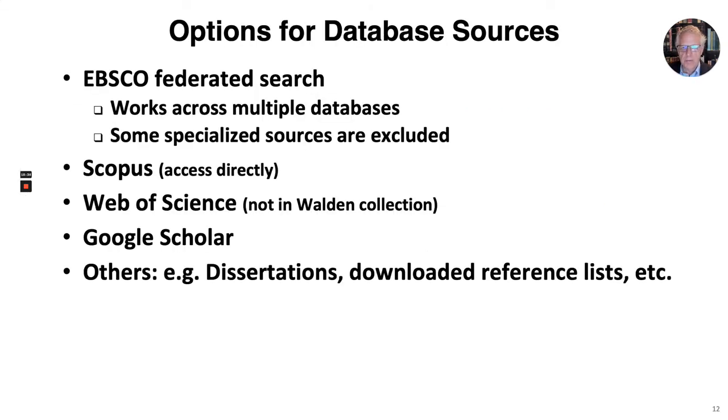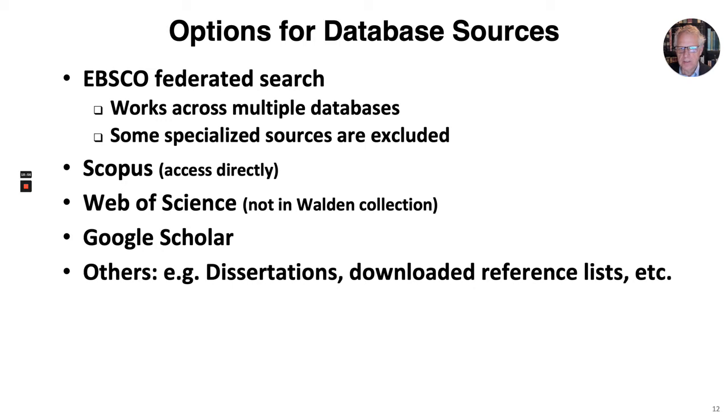Now, once you've come up with some basic ideas about keywords, you then need to make a few decisions about database sources. And these are the most common ways that this can happen. The first is the EBSCO federated search. And what do we mean by a federated search? Federated search is something that works across multiple databases.